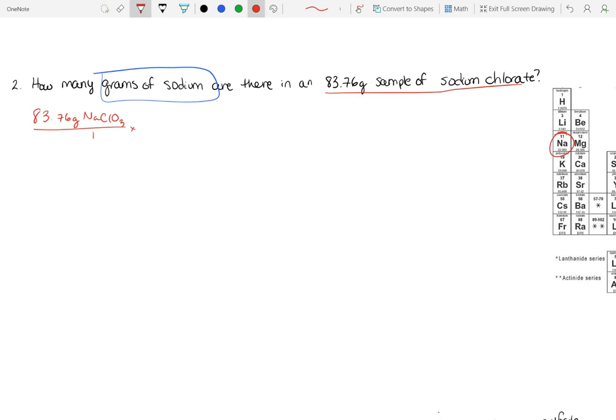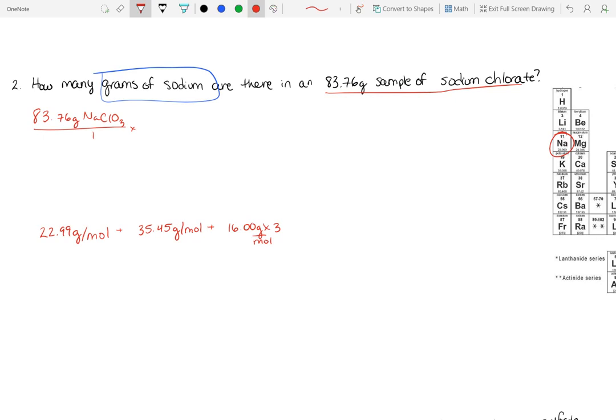So let's go ahead and do that down here. So we have one sodium, so 22.99 grams per mole, plus chlorine, which is 35.45 grams per mole, plus 3 oxygens, so 16.00 grams per mole, times 3.